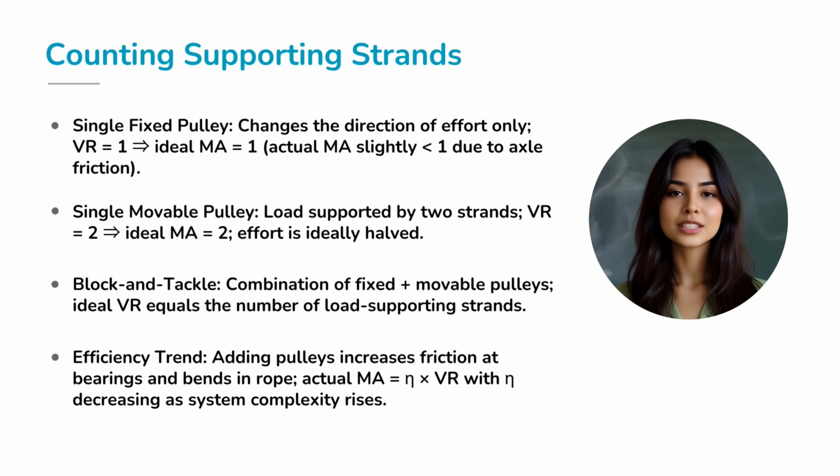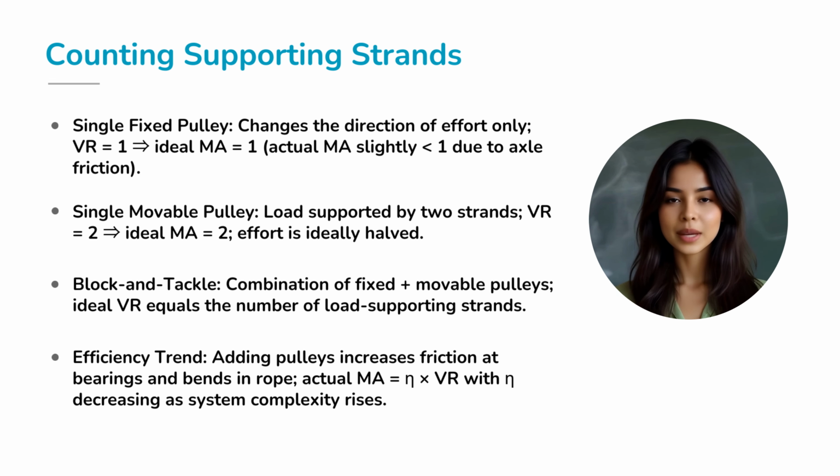A block and tackle system combines fixed and movable pulleys. In this arrangement, the ideal velocity ratio is equal to the number of strands that directly support the load. However, when more pulleys are added, the friction in the bearings and at the bends in the rope increases.